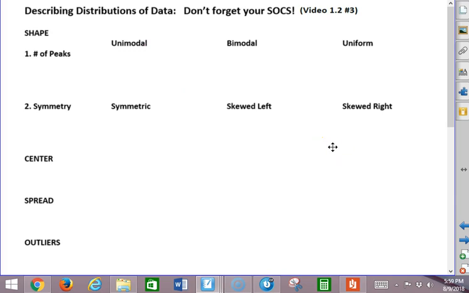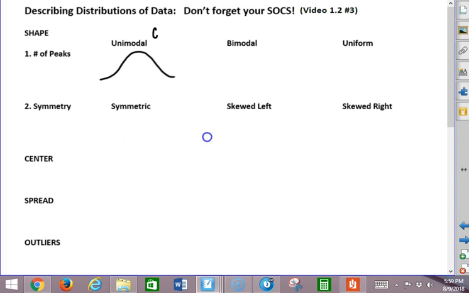Okay, so we talked about the 4 characteristics that we need to compare. We need to compare shape, center, spread or variability, and outliers. So we're going to talk about the vocabulary that we need to use to do that. Shape has 2 characteristics. The number of peaks in the data. One main peak means unimodal.